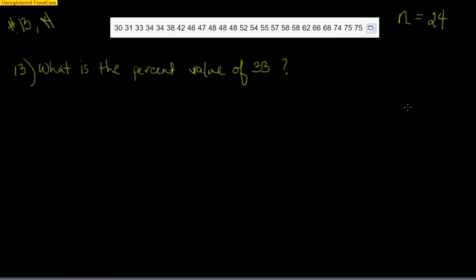Okay, for this video, I'm going to use one set of data to answer problems in both 13 and 14. So you'll have different data, but you'll be able to solve it the same way. So for homework, this is homework number 7. This is problem number 13. The question is, what is the percent value of the number 33? Okay, so in one of my previous videos, hopefully you watched, about how to find percentiles.